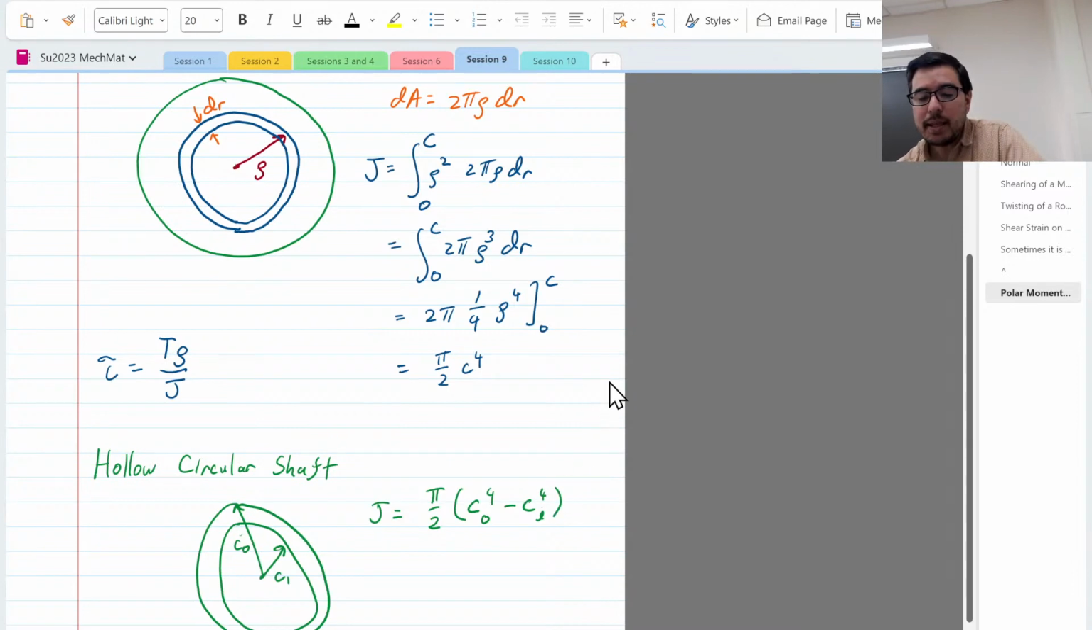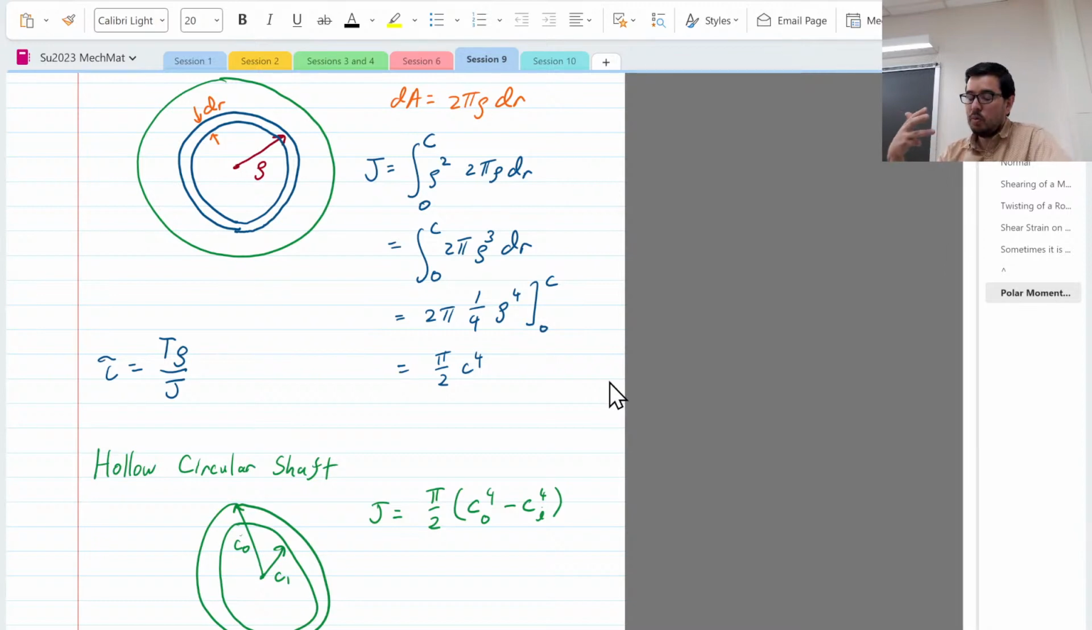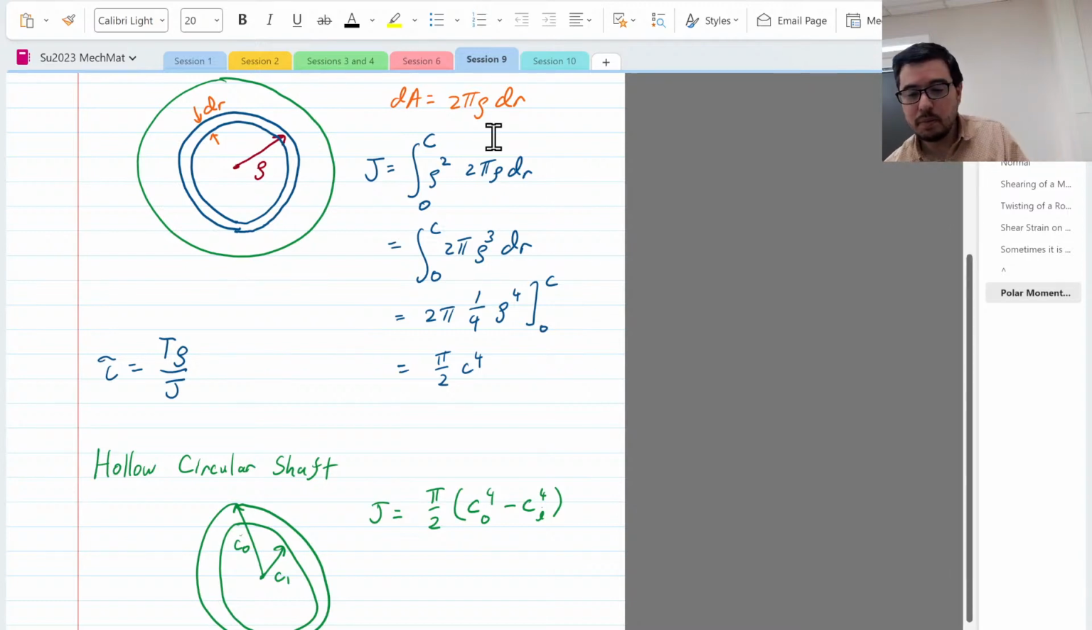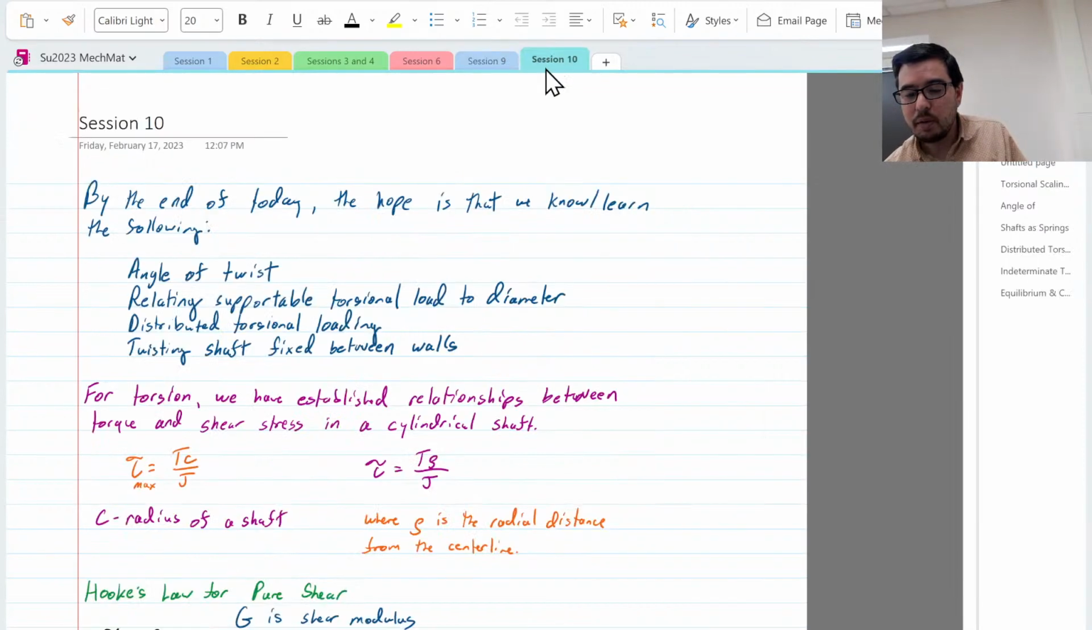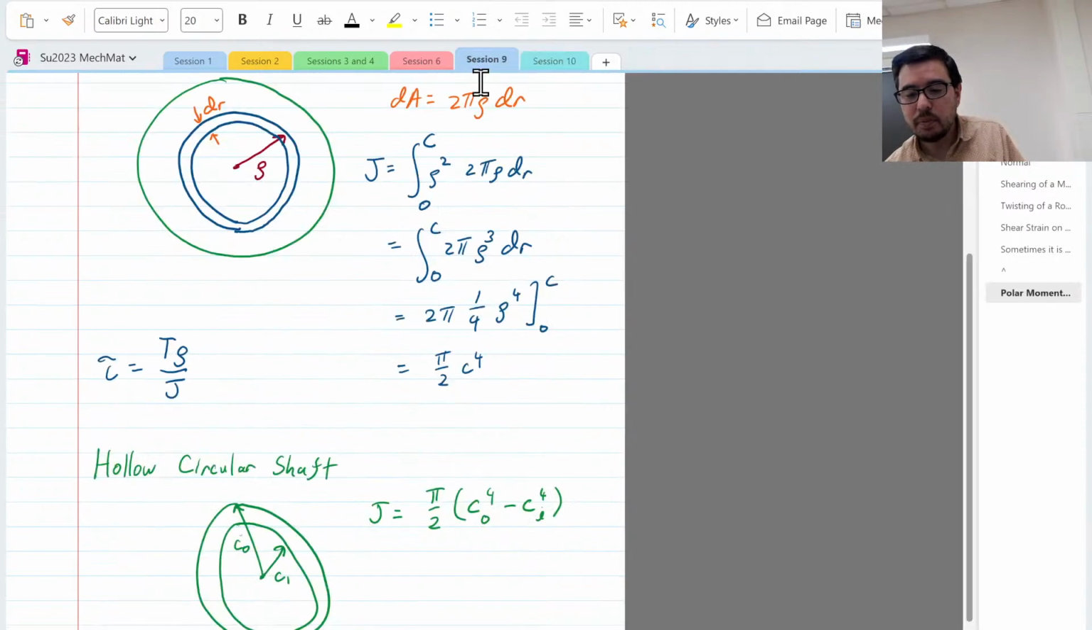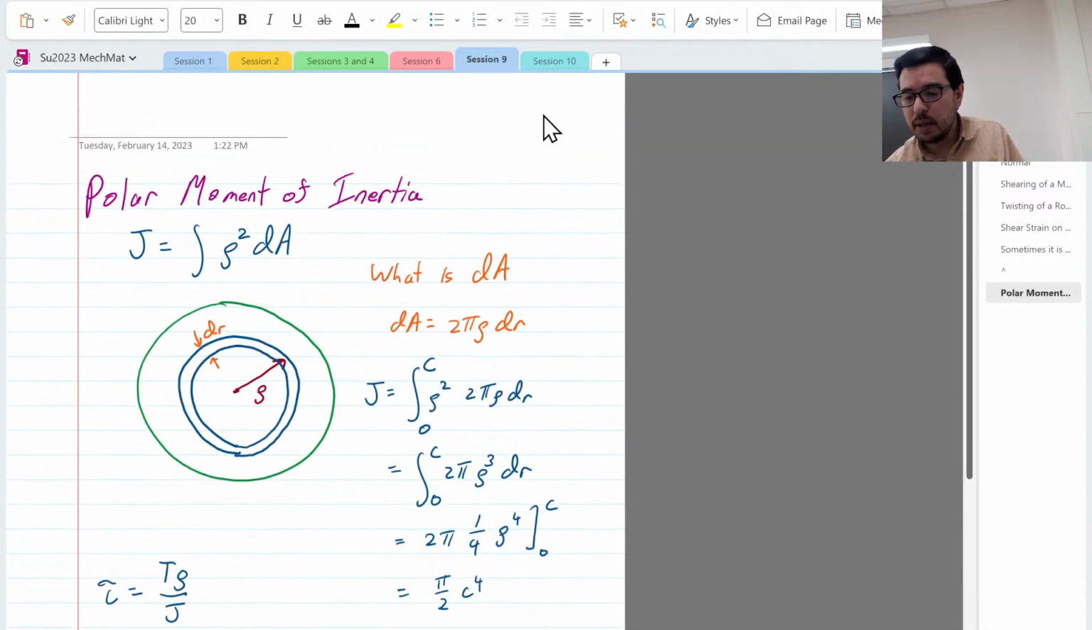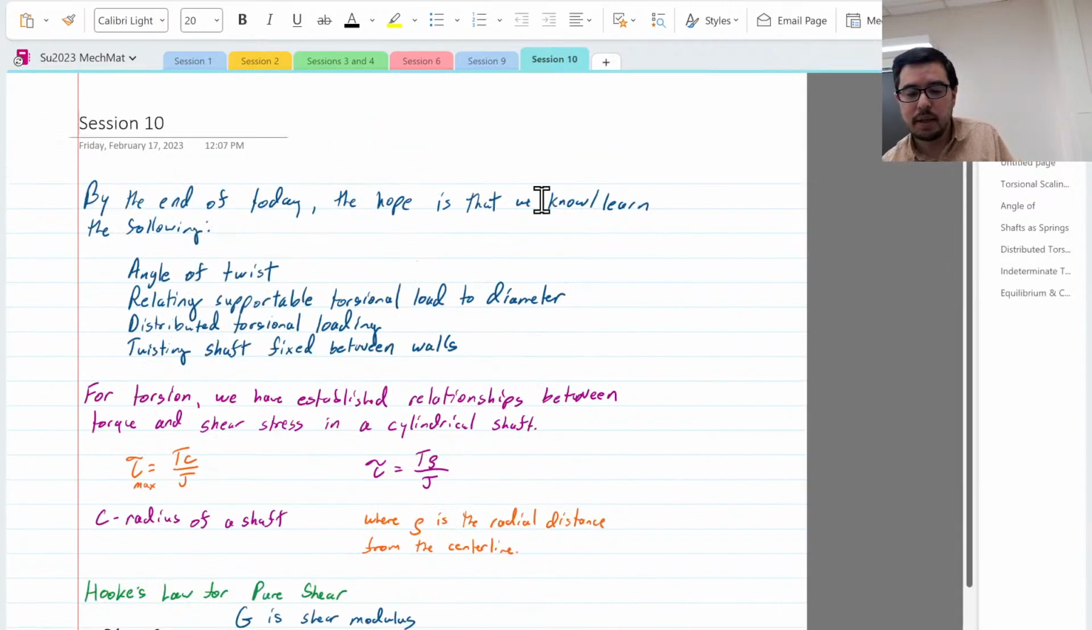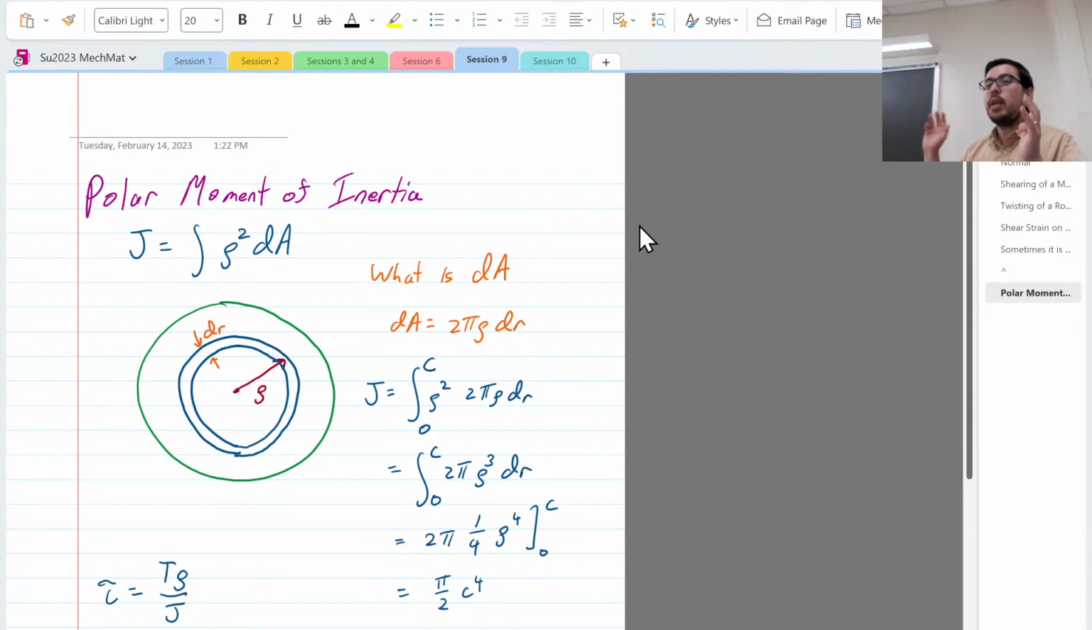So that is a basic overview of what you'll get as you watch the video, as you embark on the problems as well. All right, let's stop there, and I'll let you all work on the problems in session 9, and then in a little bit we can also talk about what's going on in session 10, where we begin to introduce angle of twist. Any questions? No?